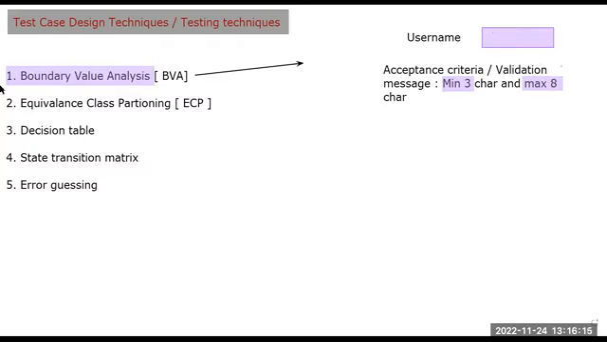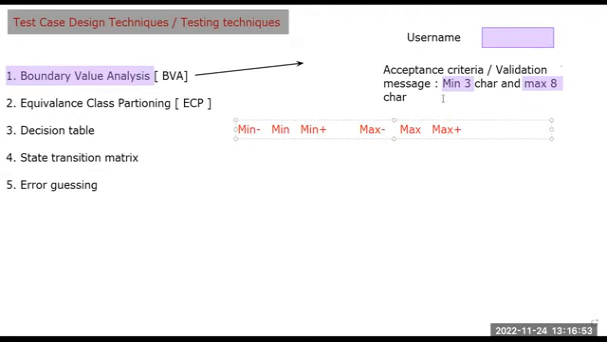So with boundary value analysis, we are going to test the boundary-touching values. The boundary range of values we have to test as part of boundary value analysis for this particular requirement. Now, to apply boundary value analysis, we have one formula. That formula is: min minus, min, min plus, and then max minus, max, and max plus. So this is the formula for applying boundary value analysis.